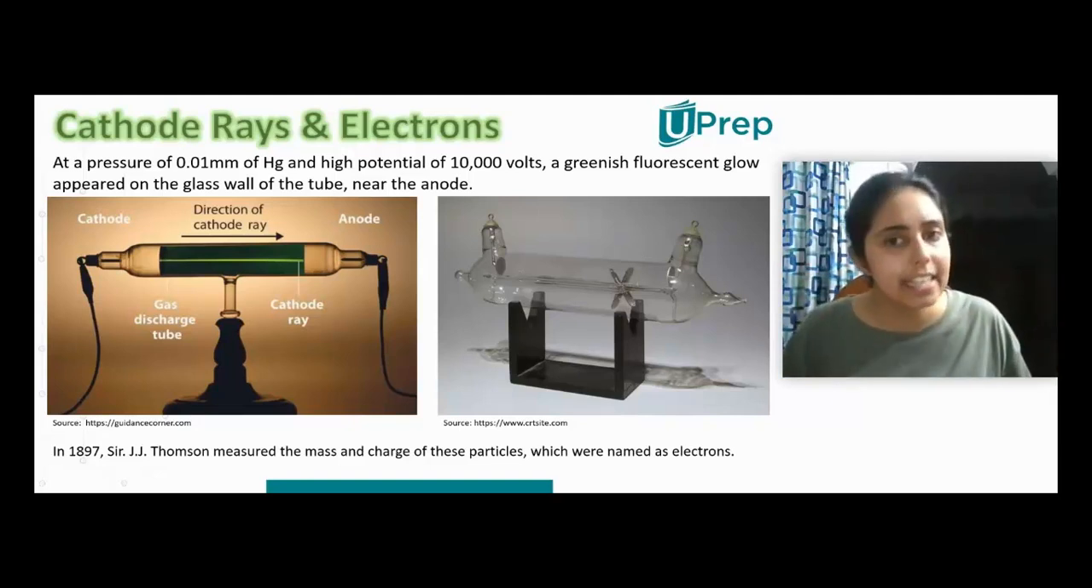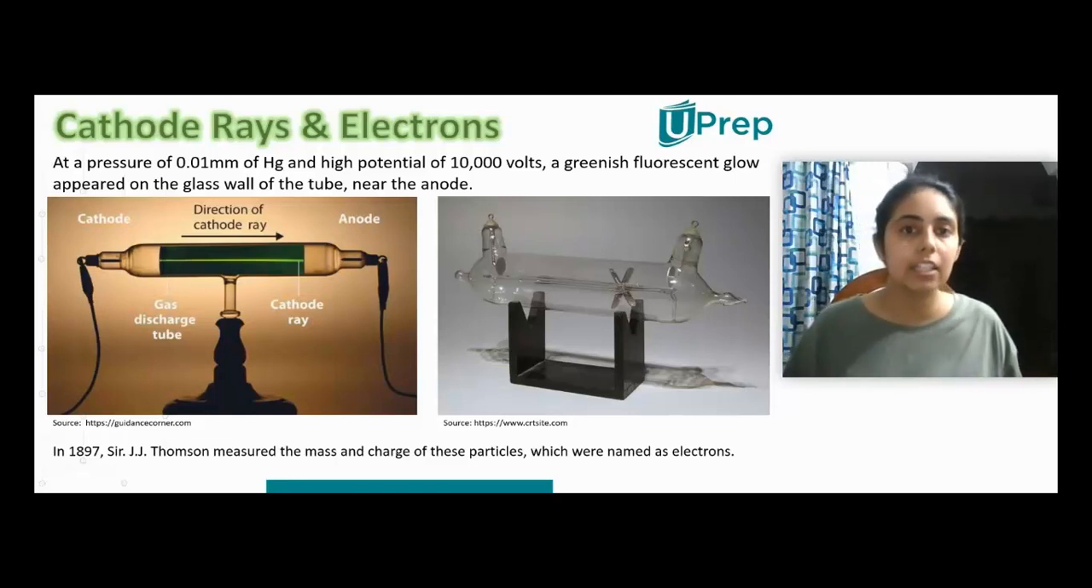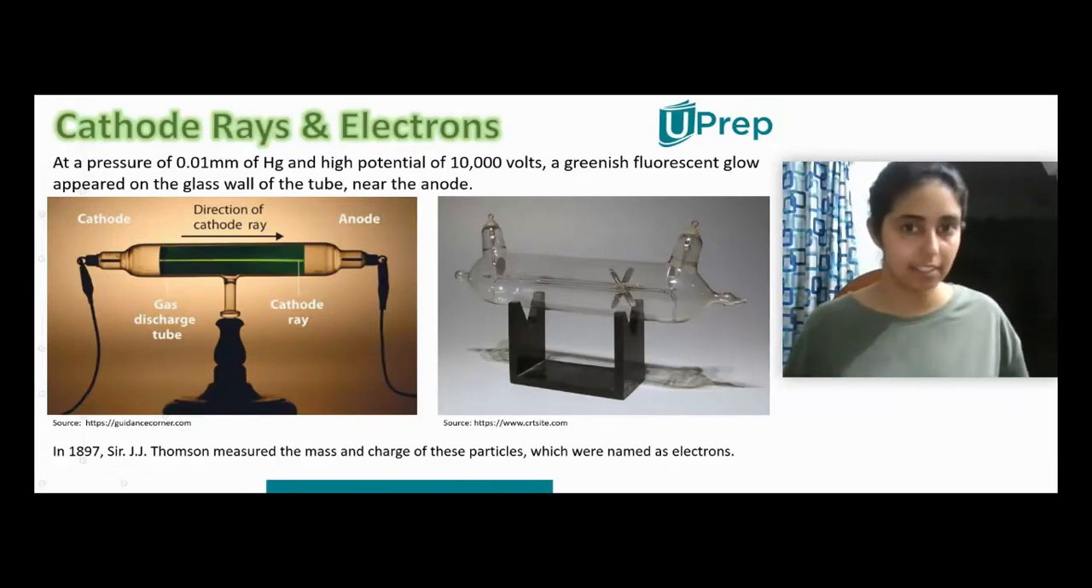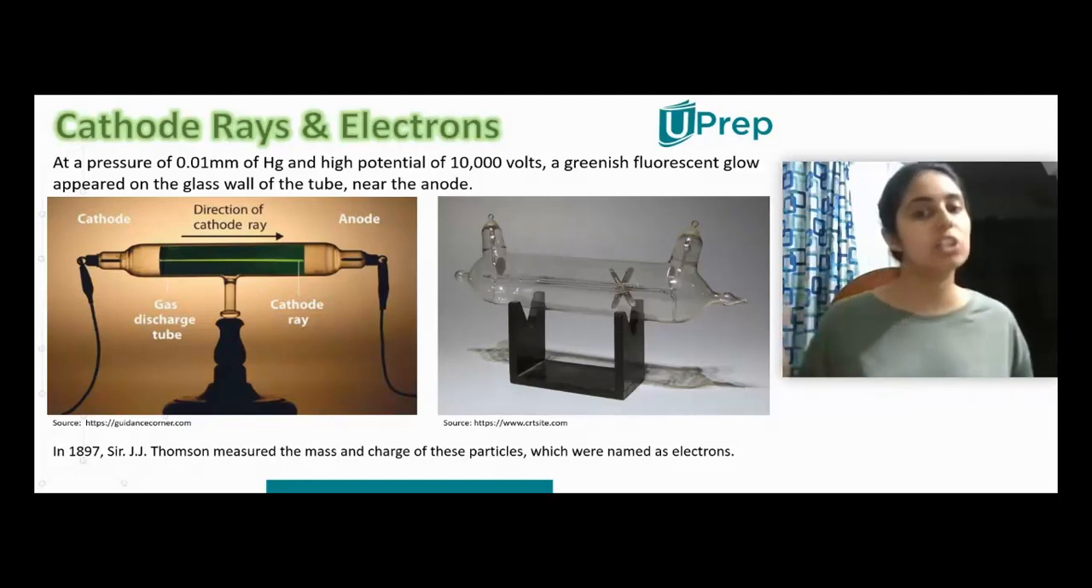So if this ray is deflecting, that means what? What does this ray have? If it is being deflected, it should have a charged particle, right? So when you put a magnet close to that, it is being deflected. That means that there should be some charged particle. Okay, so that is how electrons were discovered. By the cathode ray experiment, electrons were discovered, and in 1897, J.J. Thomson measured the mass and charge of these particles, which were named as electrons.